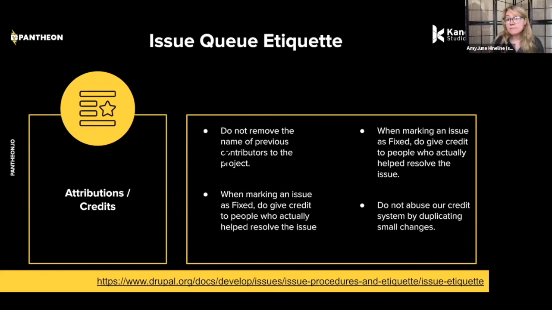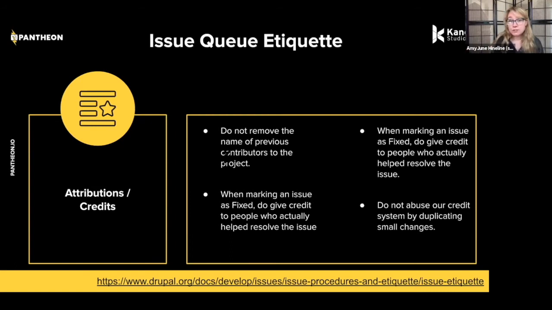And this might not be something that as a novice to the issue queue you'll experience, but I want to talk about it because it gives you some perspective of the other side, the maintainer side of it. As a maintainer, when you take over a project, you don't want to remove the names of previous contributors from any of the code in the files or from the project page, because of longevity. You want to give credit where credit is due.